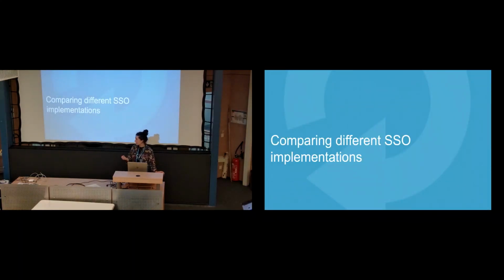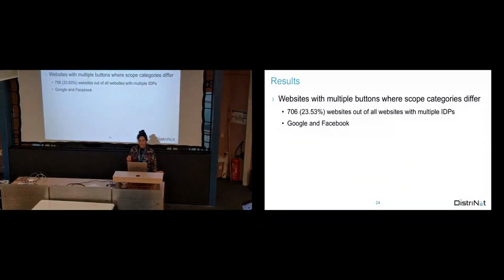So the first experiment that we did was to compare different single sign-on implementations on the same website. So we look at websites which include multiple OAuth buttons with different scope categories. And we find that 23% of websites with multiple IDPs have differing scope categories, which indicates that it's possible to log in with one IDP that requests certain data, but it's possible to log in with another one as well, which does not request this data, indicating that this data is redundant. However, not all scopes can be compared across different IDPs, which is why we zoom in on Google and Facebook's use of scopes, the 2 most prevalent identity providers.